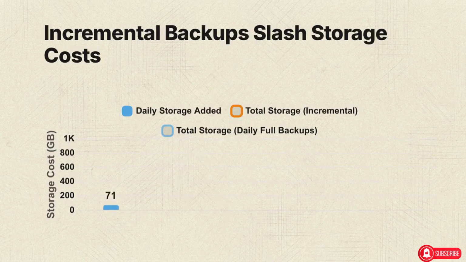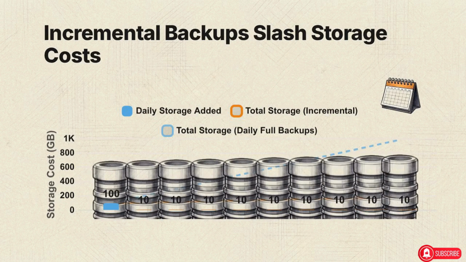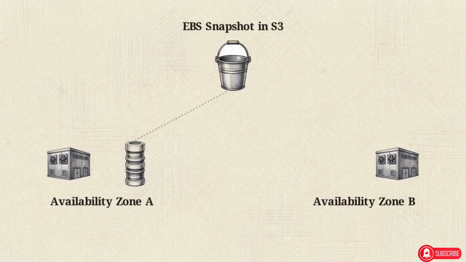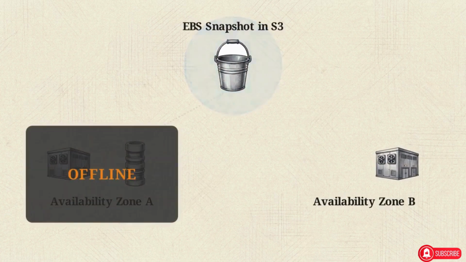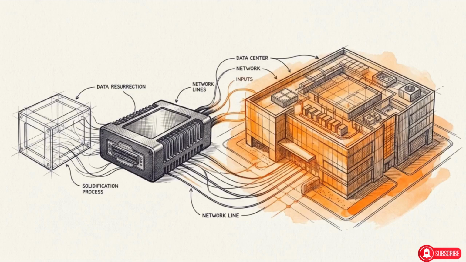Because you are only charged for the newly changed data blocks, you can run automated backups without paying to duplicate the same static files over and over. These snapshots completely decouple your data from its physical hardware. If an entire availability zone fails, you can use that snapshot to instantly resurrect your server's exact memory state onto a new volume anywhere else in the region.